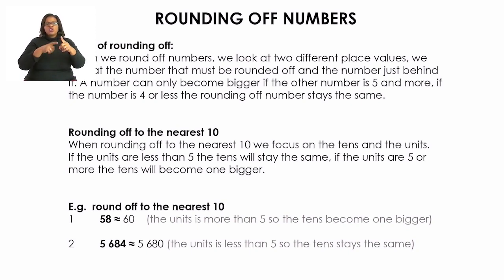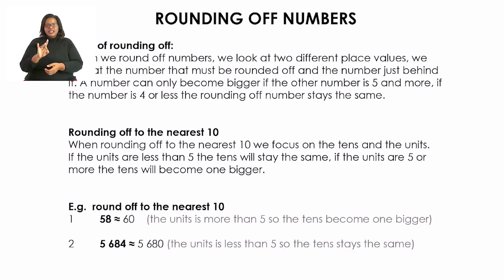Rounding off to the nearest 10. I hope you still have your books in front of you. And then we read 58 rounded off to the nearest 10. Here we look at the units. The units is more than 5, so that allows the 10 to become 1 bigger. So if we go to our example, we will say our unit is an 8. 8 is bigger than 5, and that allows the 5 to become 6, and 58 rounded off to the nearest 10 becomes 60.